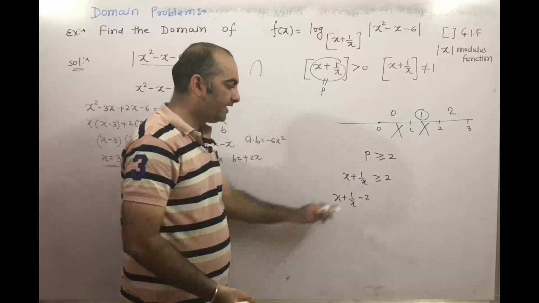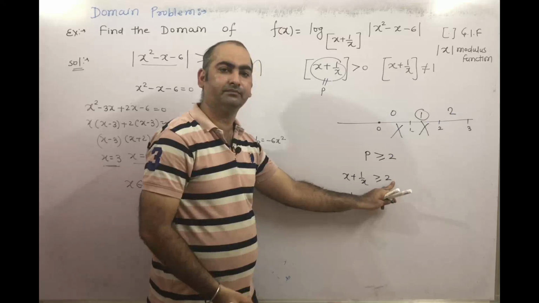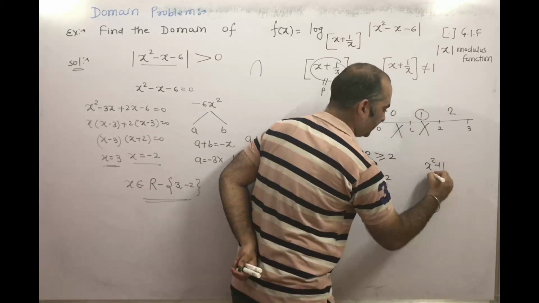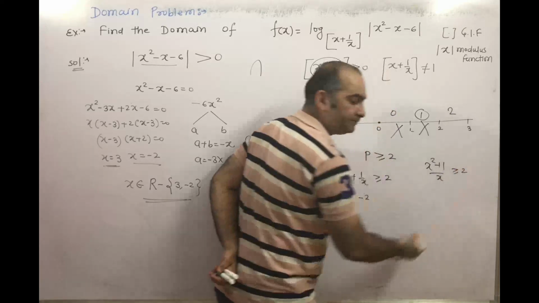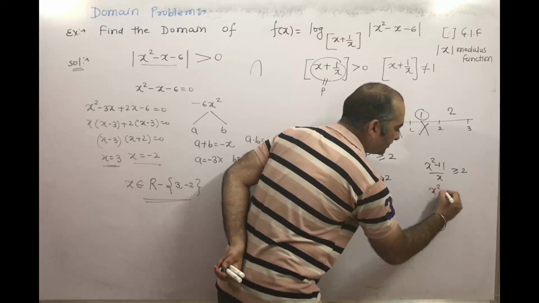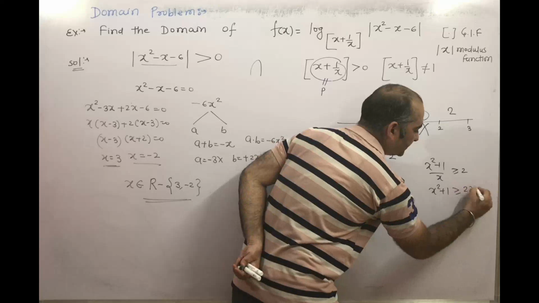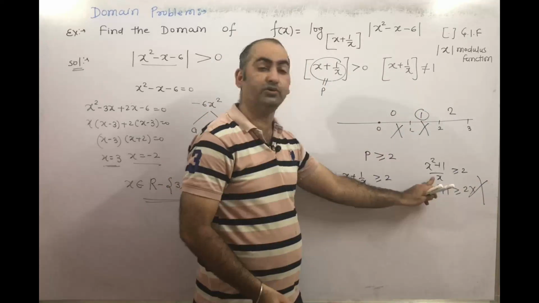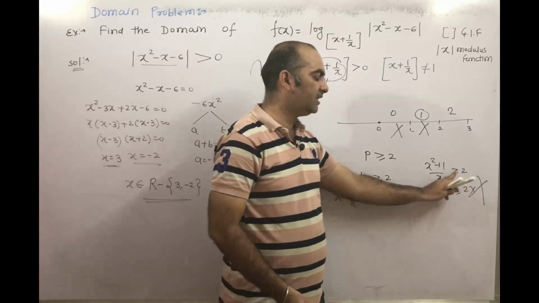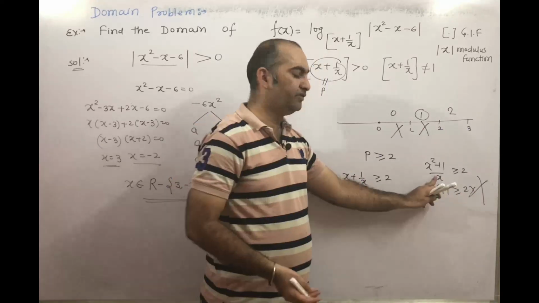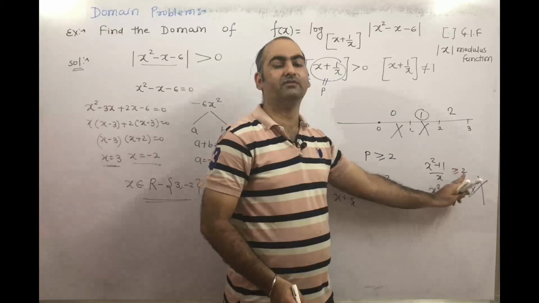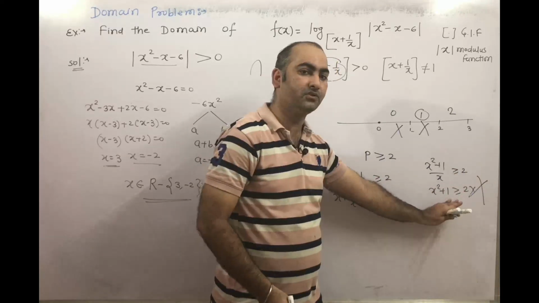Okay, don't take LCM and cross multiply. Correct? Here someone is doing, suppose x square plus 1 divided by x is greater than equal to 2. Then if I did x square plus 1 is greater than equal to 2x, then this is wrong. Why is it wrong? Because we don't know x is negative or positive. Correct? So if you multiply here, if x is negative, then inequality sign will change, and if x is positive, inequality sign will remain same. So if you are doing this one, it is wrong.